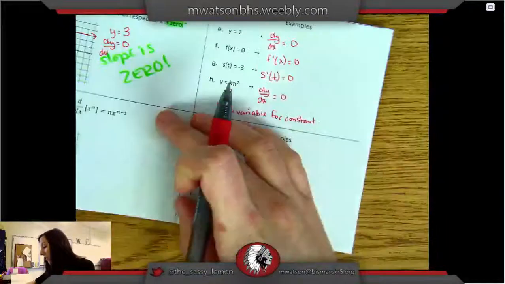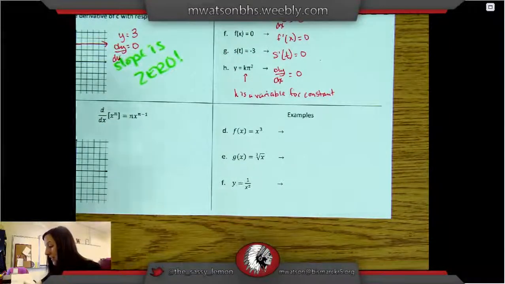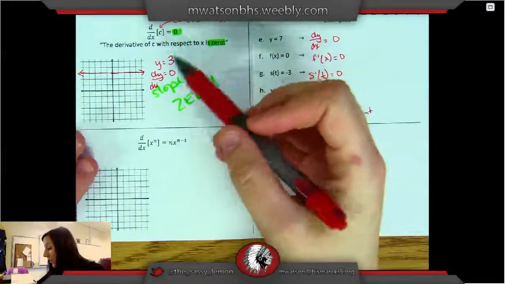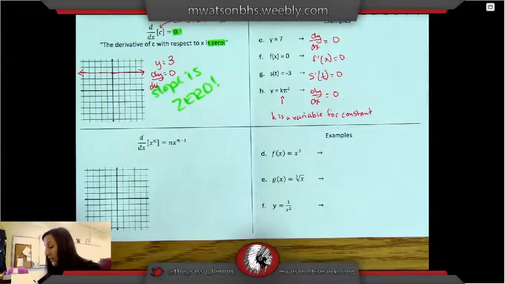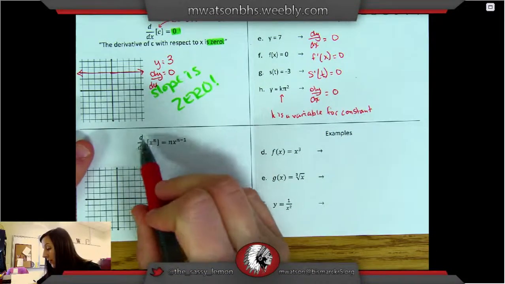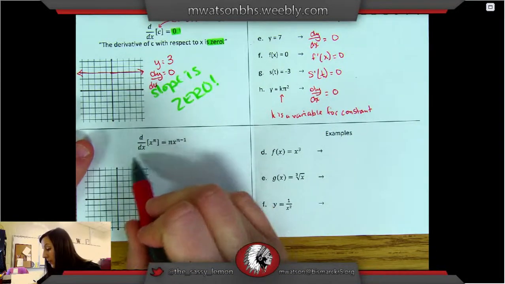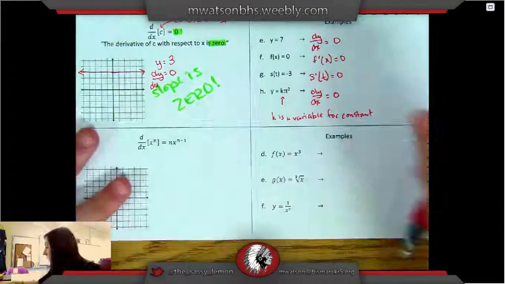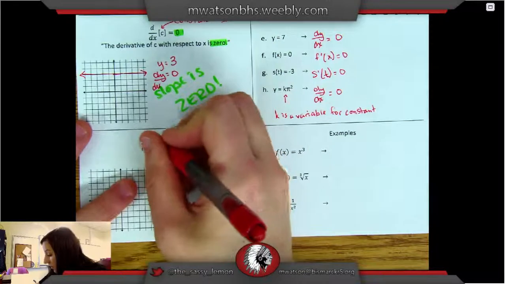So with the power rule, we have this funky notation going on. As you can see from above, whatever is inside the brackets is your function. And this d over dx stands for the derivative of your function with respect to x. And then it tells you what it's equal to. So I'm going to make a little note here so you can understand that.